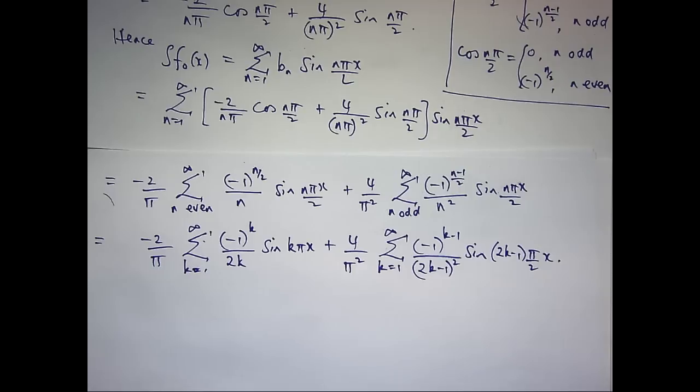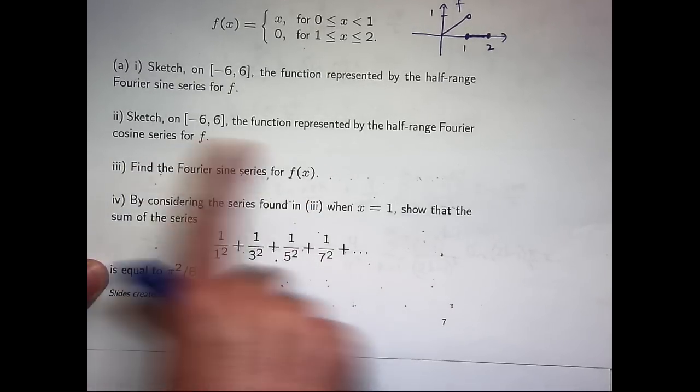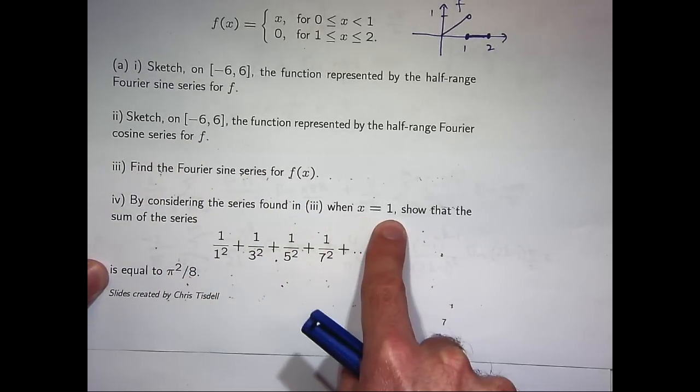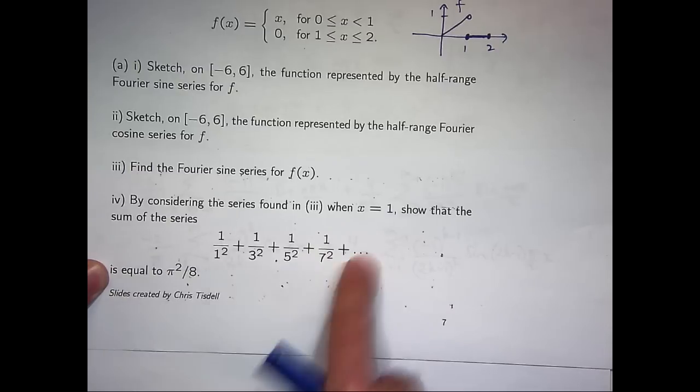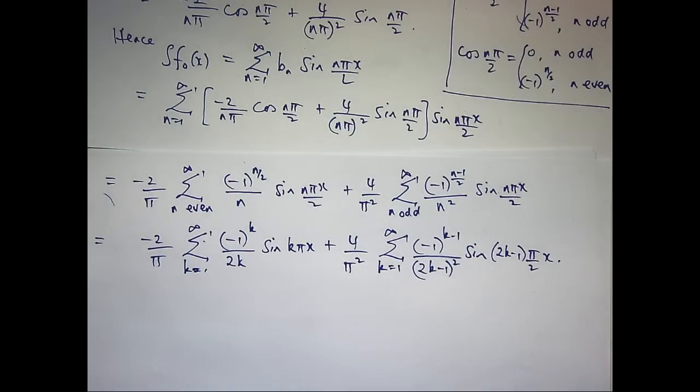Now, if you want to, you can put everything under the one summation sign, but I don't think it's necessary at this point. Now, the last question. I'll give you a chance to copy the rest down in a second. By considering the series that we've just calculated, the Fourier sine series, at the point x equals 1, show that the sum of this special series is pi squared on 8. Okay? So for this, we are going to use Fourier's theorem again.